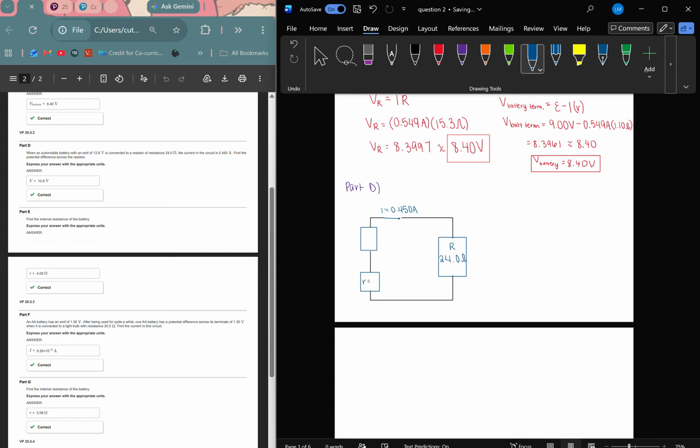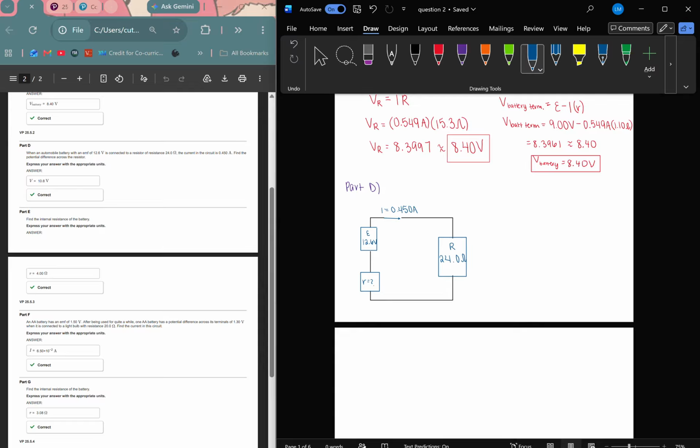And we don't know the internal resistance, and we have to draw the battery, I believe. Yes, the battery, which has an EMF, which is the electromotive force, which is 12.6 volts. I think that's all we have to draw.